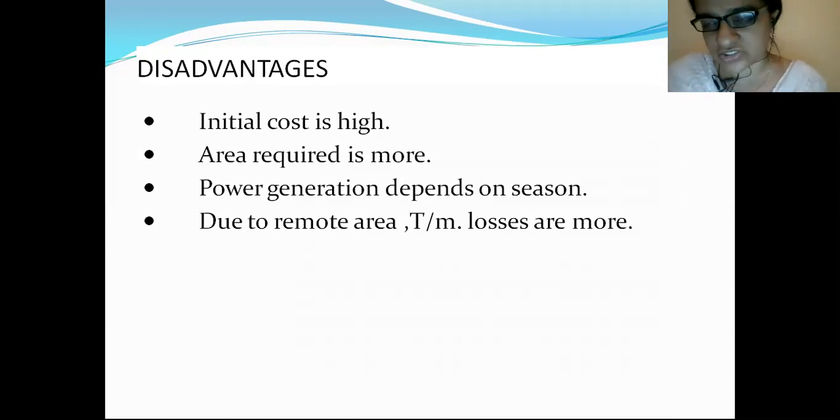Why? Because construction of a dam is not at all easy. We need to put in a lot of effort and a huge number of skilled and unskilled laborers, along with technical persons like engineers, even people from the government. All of them should work, and it is not at all an easy task. It takes many years for a dam or a hydroelectric project to come into operation. So, coming to the disadvantages of hydroelectric power station, the initial cost is very high, and it runs for more time.